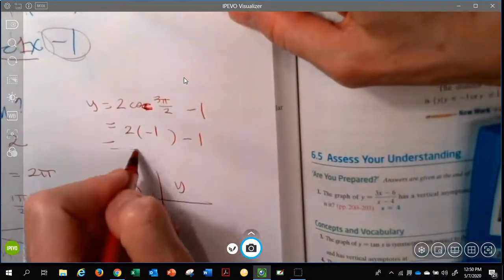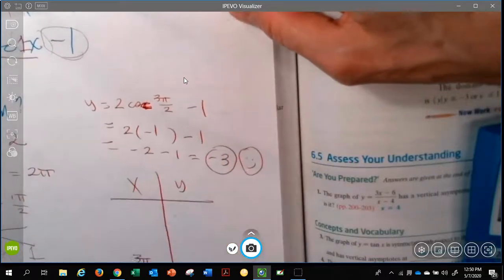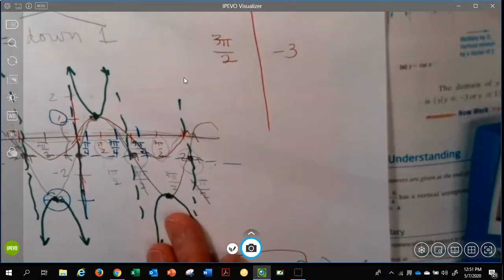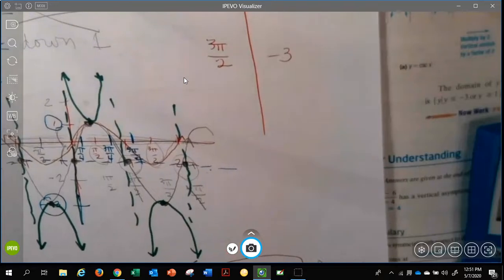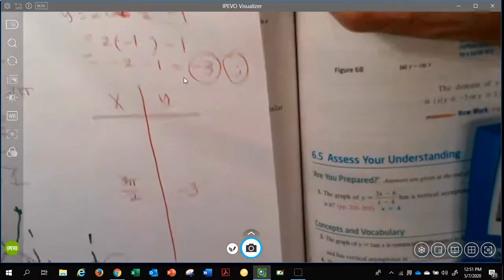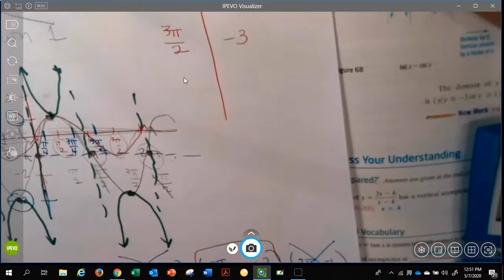And so 2 times negative 1 is negative 2, minus a 1, and lo and behold, smiley face, we did it. What we thought was supposed to work out, where we thought we were supposed to land according to amplitude and vertical shifting, we did. We are there. What we've got going on is good. We just need to fill in with a few more points.